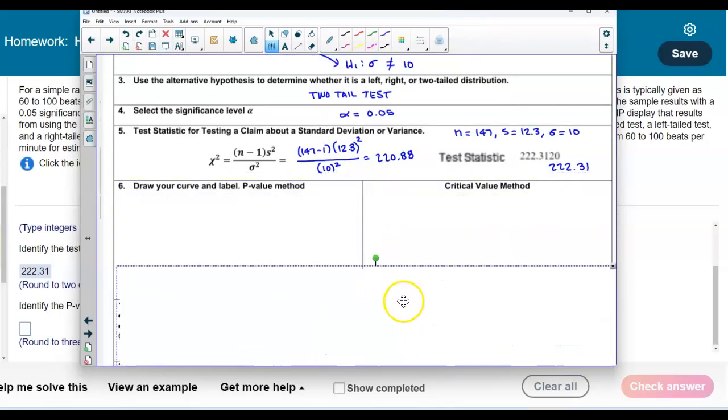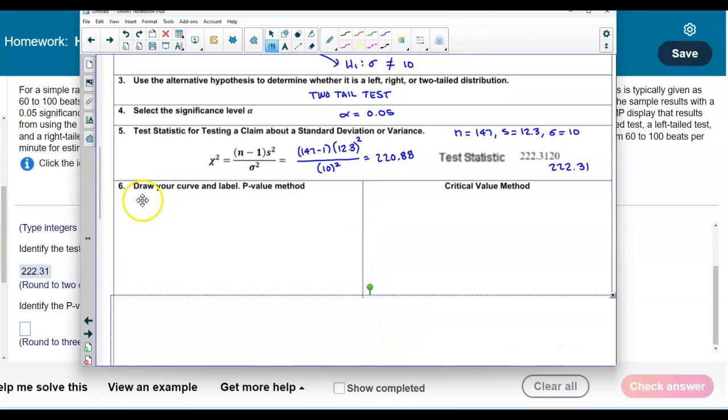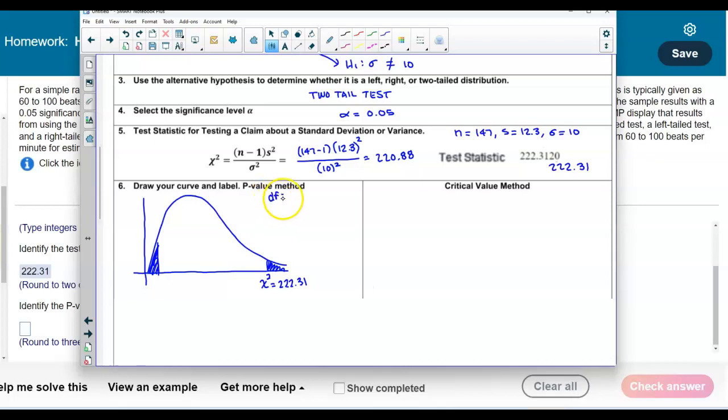So we're going to go down here, and then we're going to draw our curve and label that. Okay, now remember this is a right distribution for the chi-square, and it's a two-tailed. So we know the chi-square value that we got, the test statistic, is 222.31. So in order for us to find the p-value, we need to first find the degrees of freedom. The degrees of freedom is taking the sample size of 147, subtracting 1, which gives us 146.